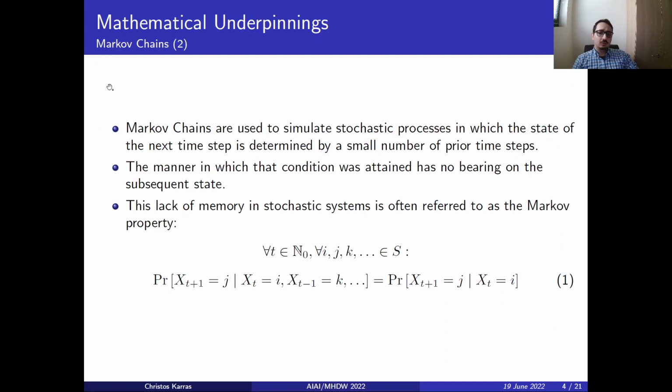Markov chains are used to simulate stochastic processes in which the state of the next time step is determined only by a small number of prior time steps. So the manner in which the condition is attained has no bearing on the subsequent state. This lack of memory in a stochastic system is often referred to as the Markov property, shown in equation 1.